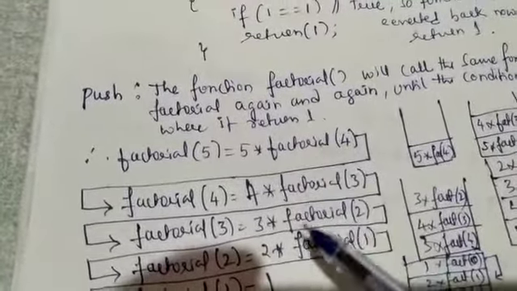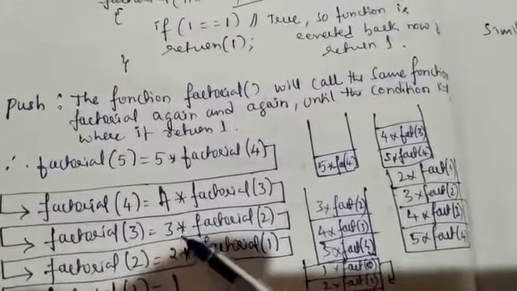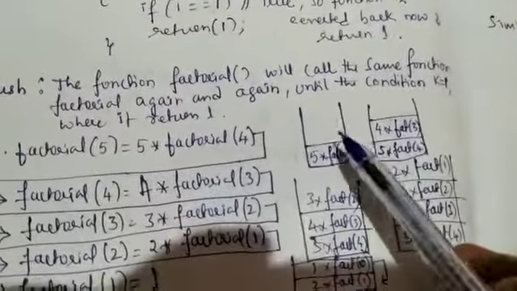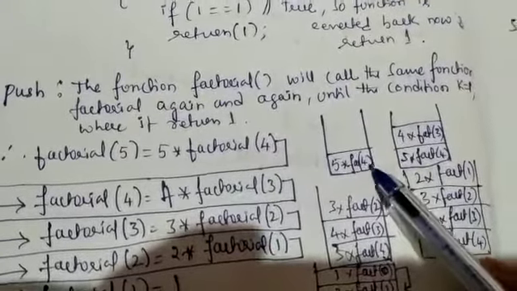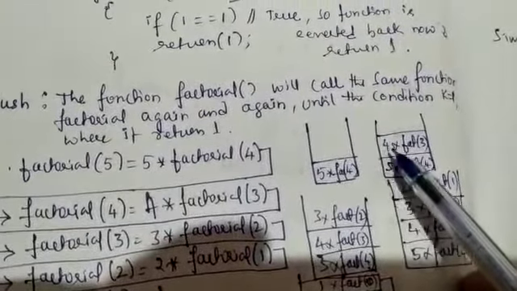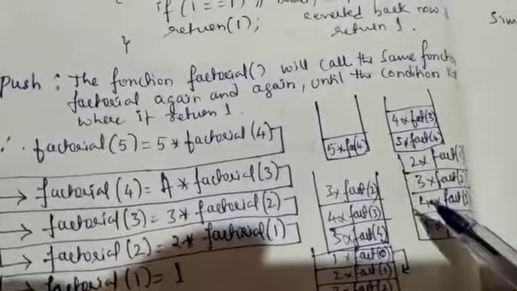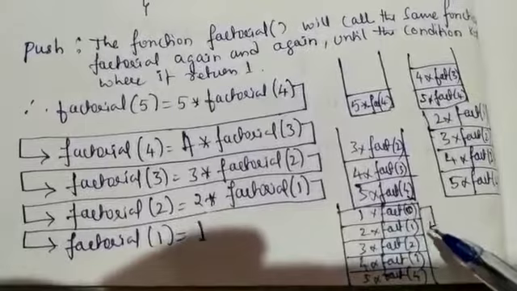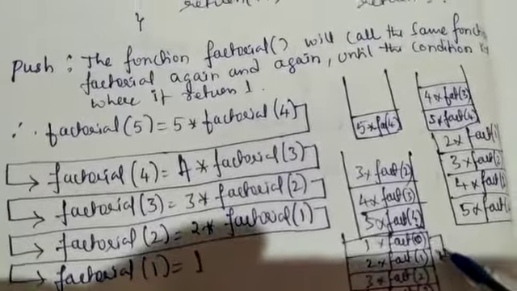See what is happening here. The push operation is performed. You could see that parallelly, that example I have shown here with a pictorial representation. See, this is a stack. The top is 5 into fact of 4, and the next level is 4 into fact of 3, and the third step 3 into fact of 2, and the fourth step 2 into fact of 1, and the fifth step 1 into fact of 0. When it reaches 1, now the pop operation is going to be performed.